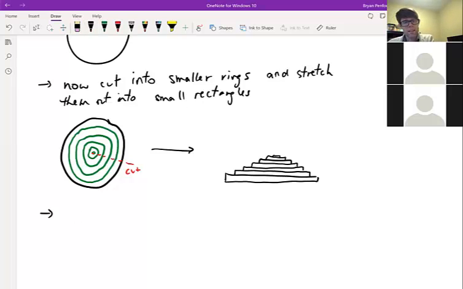Okay, so the idea is I now have a bunch of rectangles over here, and if I could figure out the area of each one of these little rectangles, I should be able to figure out the area of the circle. So that's the key idea here. If we could sum up the area of all of these small rectangles, that would give us a good approximation of the area of the circle.